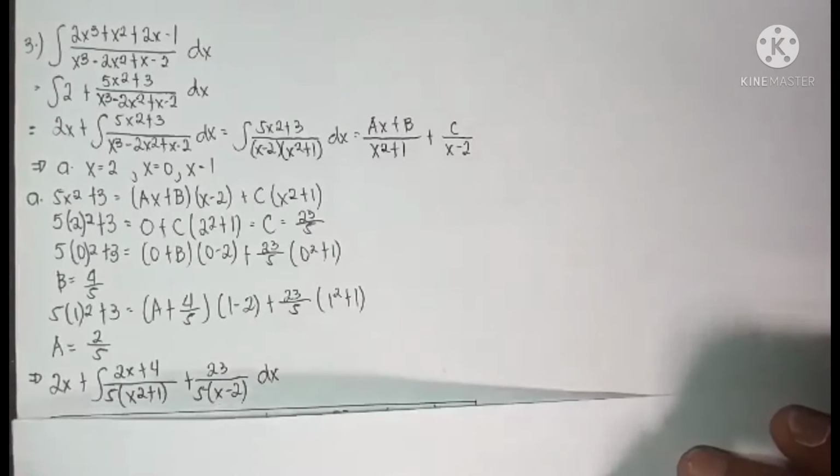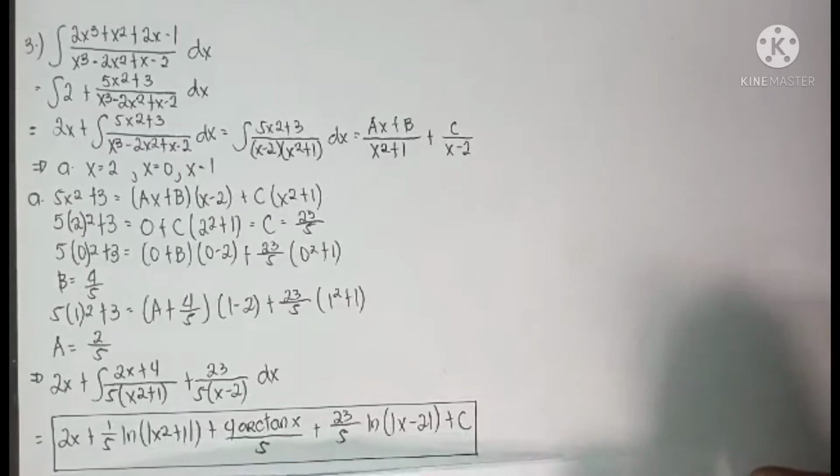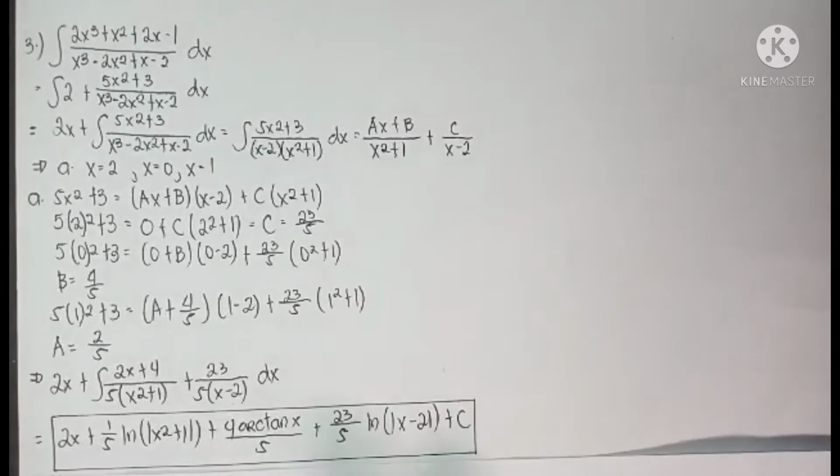So, it becomes 2x plus the integral of 2x plus 4 all over 5 times x squared plus 1 plus 2 raised to 3 all over 5 times x minus 2 dx. So, our final answer will be 2x plus 1 all over 5 ln x squared plus 1 plus 4 arctan x all over 5 plus 2 raised to 3 all over 5 ln x minus 2 plus c.